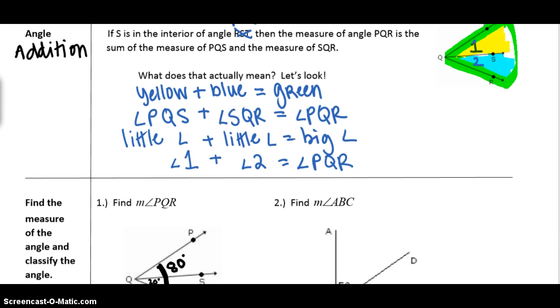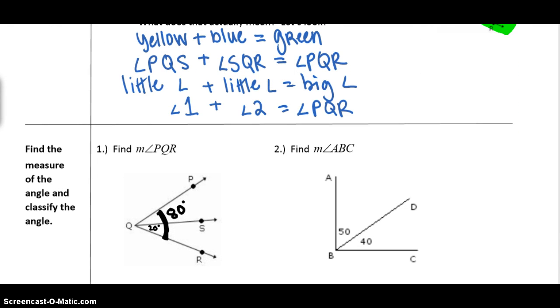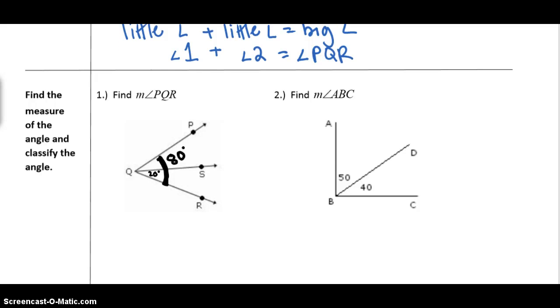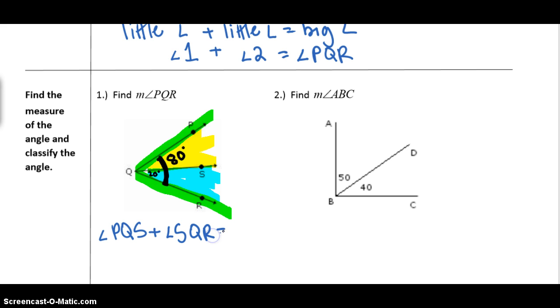Okay, so we're going to apply all this crazy talk here. Let's actually do some mathematics behind it, okay? So let's look at number 1 and number 2 here. On number 1 it says find the measure of PQR. Well, let's break this down with some letters first. So the first angle that we have here is PQS. And then the next angle I see is SQR. And then we have the big green angle, like that. So I'm going to write that out. PQS, this is the same as the last one, plus SQR equals the big green angle, which is PQR.